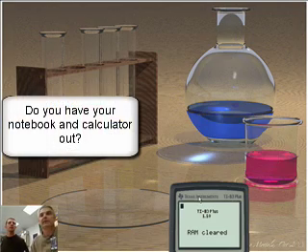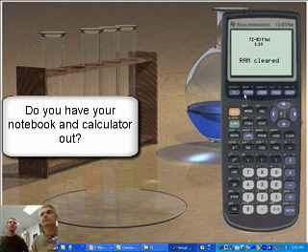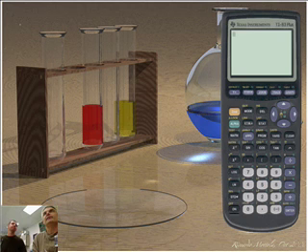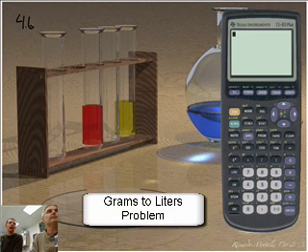All right, so let me get the calculator. All right, Mr. Sams, what kind of problem do you want to do? Oh, let's go from grams to liters. So let's say that I have 4.6 grams of chlorine gas, Cl2.